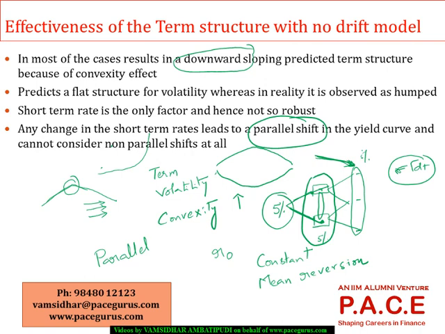So that is where we find the limitations or drawbacks present in this term structure with the no drift model. Understanding these limitations and trying to build on them is what we will be doing as part of the next set of models which we are going to discuss.